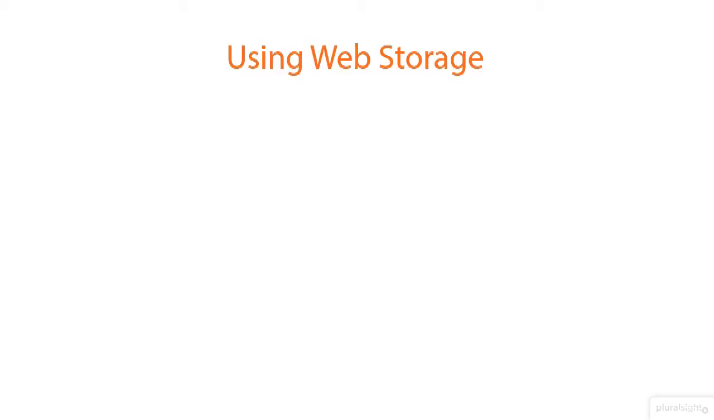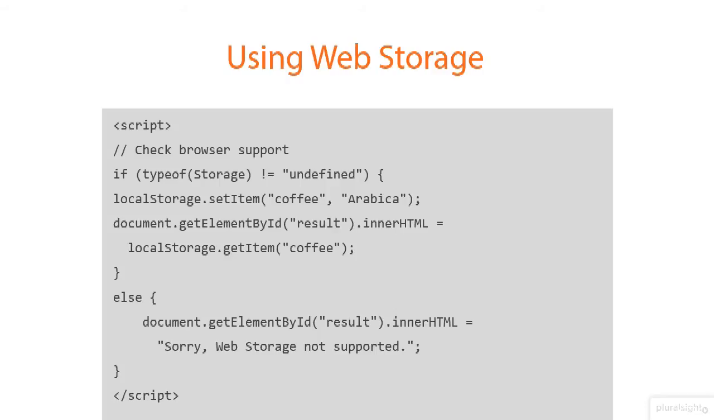Let's see how we can work with web storage. As mentioned, it's a JavaScript API, so we can only interact with both the session and local storage through code. In the code you see here, we are first checking if the storage is supported by the current browser. We do so by checking if the browser recognizes the storage object. If that is the case, we are using the localStorage JavaScript object and use its setItem method to store a value locally, using a key, in this case the word coffee. Afterwards, we are retrieving the value by invoking the getItem method on the localStorage object.